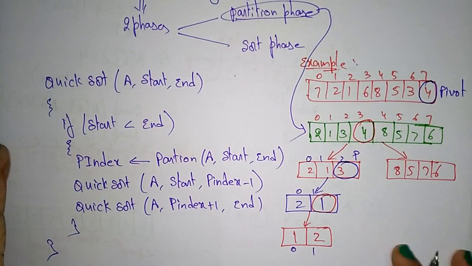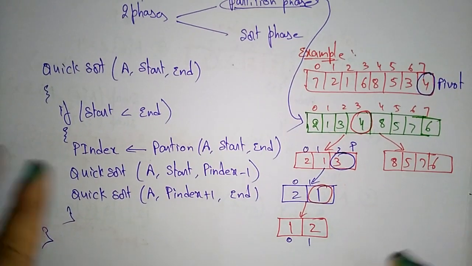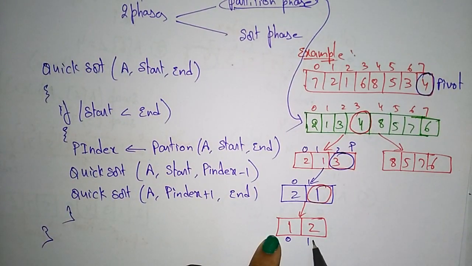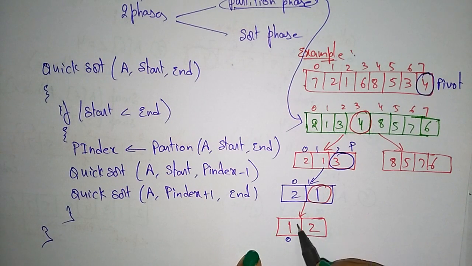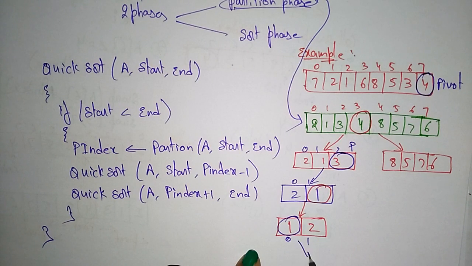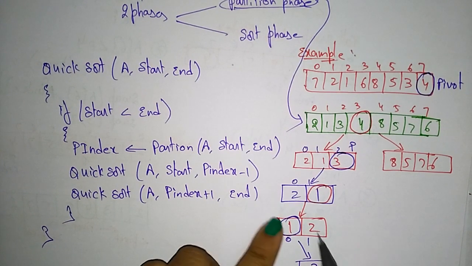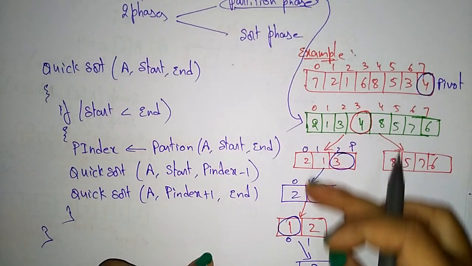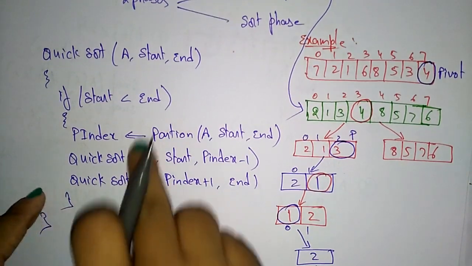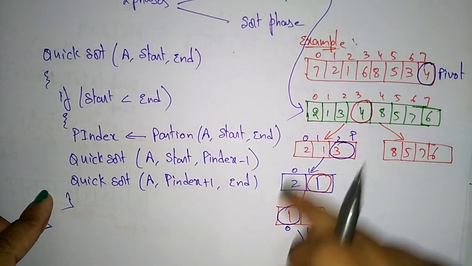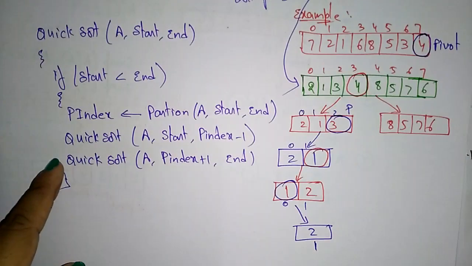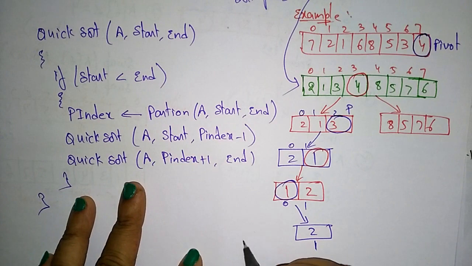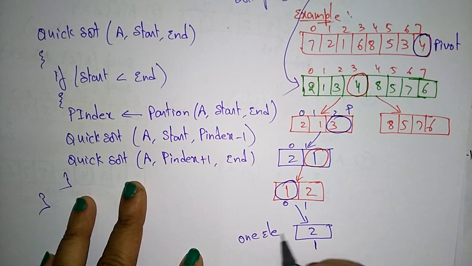Don't forget to write the indices here. So now the array is sorted. Suppose you take this 1 as the pivot value here. Okay, if you split this again, then finally you will get only 2. So we have to do this recursively. The quick sort has to be done recursively until you reach one element. Whenever you find one element, you have to stop the recursion.